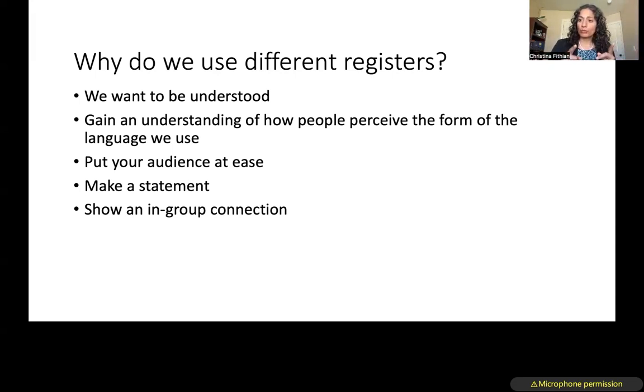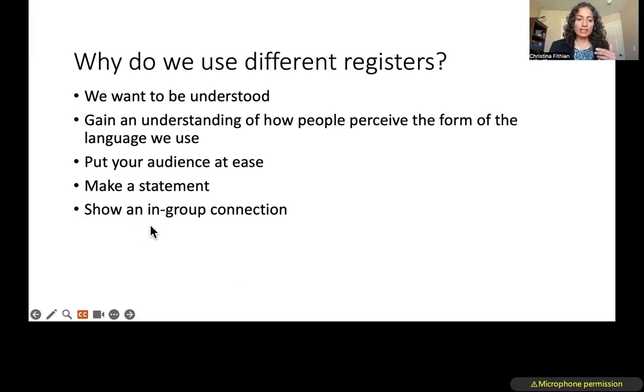On the other hand, we may also choose to keep a certain register that is different from the context that we're in to make a statement, right? If we want to show that we are a part of a certain group that uses a certain register, and maybe we don't like that there's a certain formality to registers in the context that we're in, we might choose to actively make a statement by using an informal register.